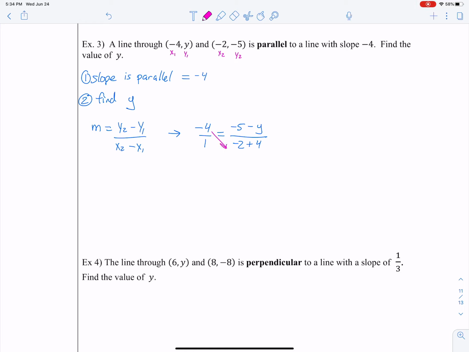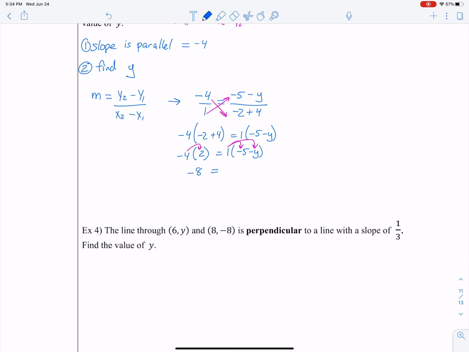Then we're going to cross multiply. So the top is going to go with the bottom, and the bottom is going to go with the top. We can rewrite that: -4 times brackets -2 plus 4 is equal to 1 times brackets -5 minus y. So we can simplify now. -2 plus 4 is just 2. Now we can do our multiplication. We have -4 times 2, 1 times -5, and 1 times y. So -4 times 2 gives us -8. In this one, a number times 1 is just itself.